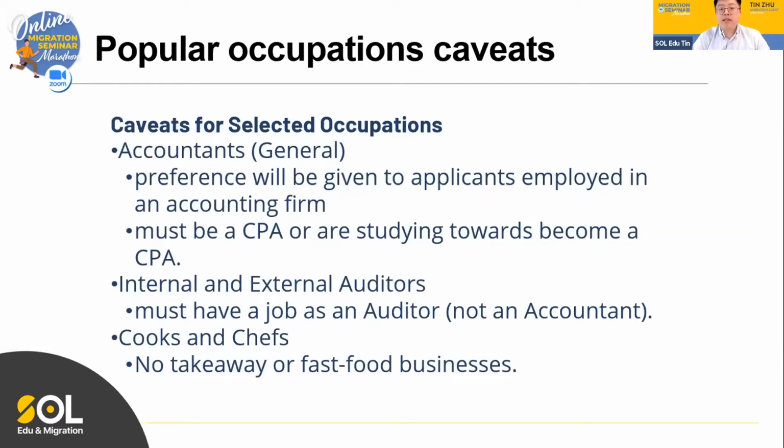But remember, it is only applicable to management accountant and general accountant for this year. So if you can nominate as a taxation accountant, probably you will have more opportunities. And for internal and external auditors, you must be working as an auditor instead of an accountant, because there may be some confusing job duties between accountants and auditors, but make sure you're working as an auditor instead of an accountant. And for cooks and chefs, it can be a takeaway shop or fast food business. So this is the limitation for popular occupations for Queensland state nomination this year.